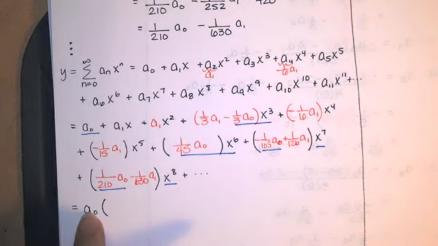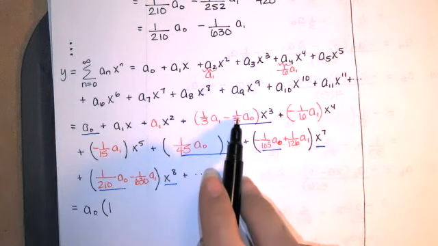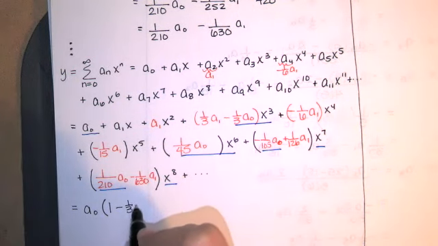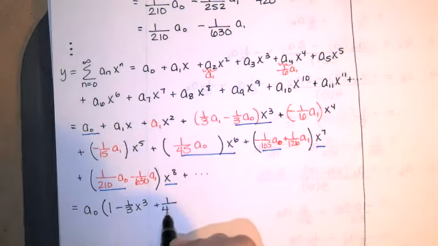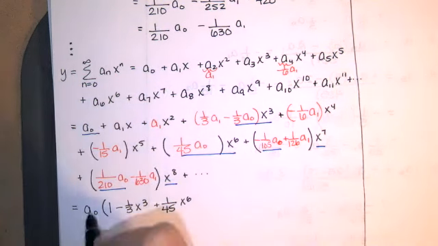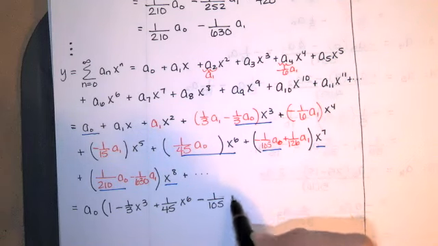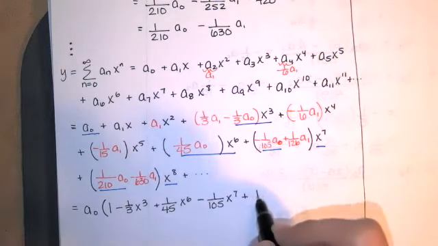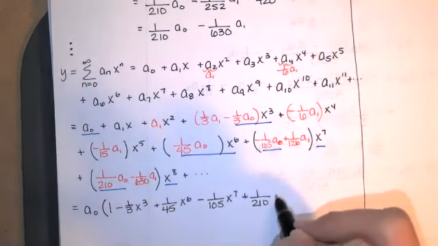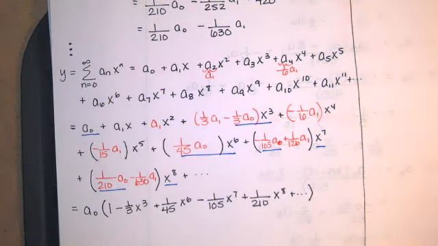And I say, well, a sub 0 times what gives me the first term? Well, it's just a 1. And then here I'll have a negative 1/3 times x cubed times a sub 0. And here I've got a 1/45 times x to the 6th times a sub 0. And here I've got a negative 1/105 times a sub 0 times x to the 7th. And then here I've got a 1/210 times a sub 0 times x to the 8th, plus higher order terms. Okay, so that's that.